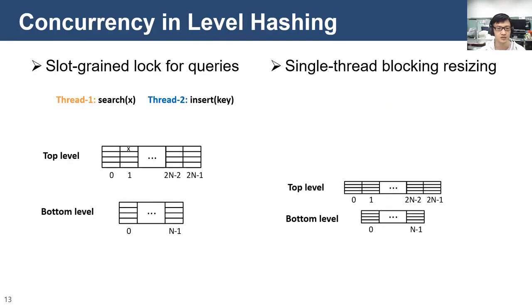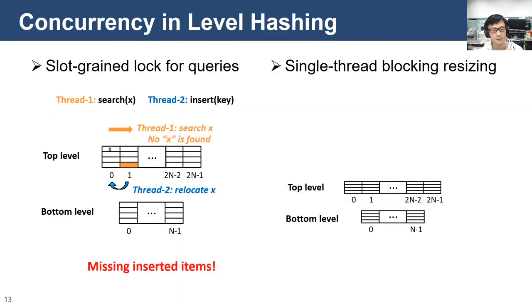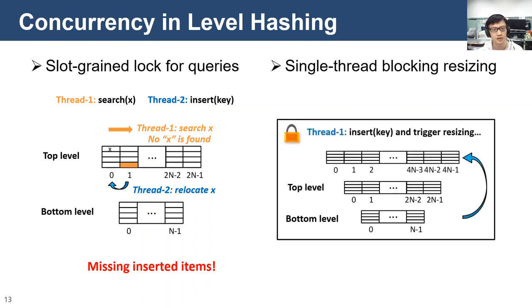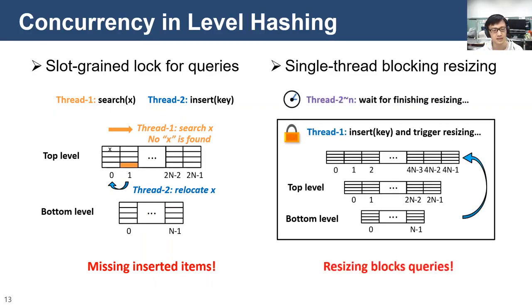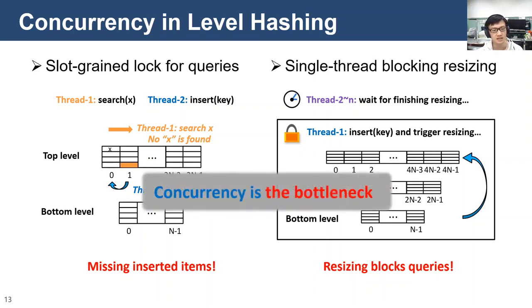Despite the optimizations for PM, level hashing has limited concurrency due to the inefficient locks. For interleaved search and insertion, the slot-grained lock does not stop the concurrent data movement, thus missing inserted items for search operations. Moreover, original level hashing leverages single-thread resizing, which blocks queries in other threads. In summary, for existing PM hashing indexes, concurrency is a bottleneck.